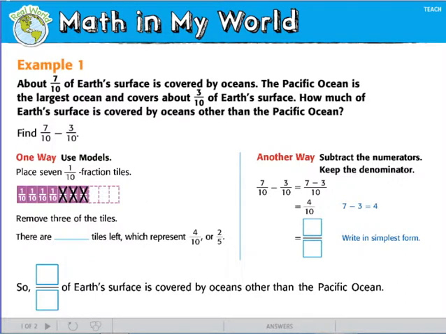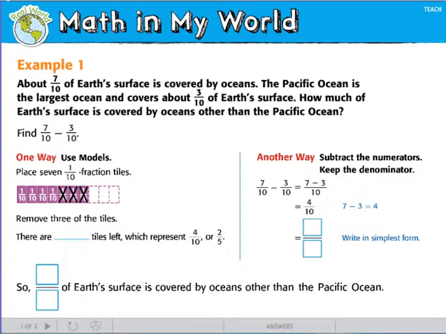Here's our first example. About 7/10 of Earth's surface is covered by oceans. The Pacific Ocean is the largest ocean and covers 3/10 of Earth's surface. How much of Earth's surface is covered by oceans other than the Pacific Ocean? One way we're going to do this is by modeling.